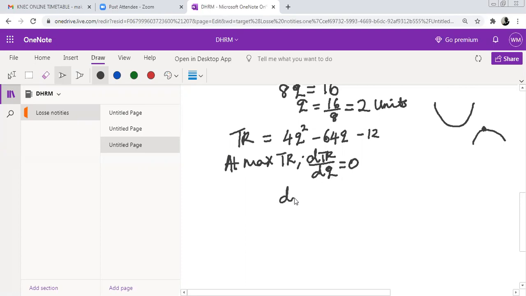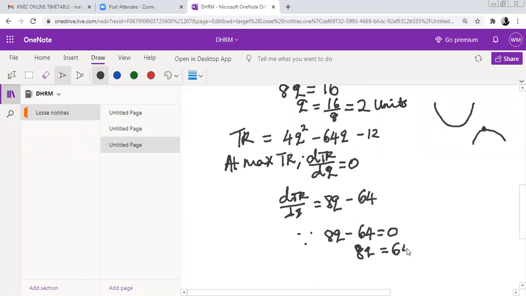So change in TR over change in Q will be equal to what? 8Q minus 64. We are told that change in TR over change in Q should be equal to 0. Therefore, 8Q minus 64 should be equal to what? 0. So 8Q will be equal to 64. So Q will be equal to what? 64 divided by 8, which is 8 units. So if we produce 8 units, our total revenue is going to be maximum. So Q is the number of units that will maximize the total revenue.